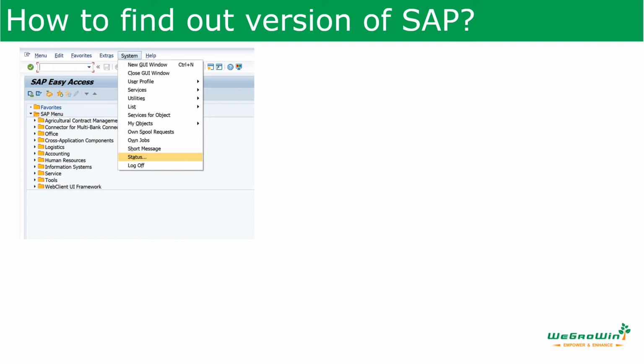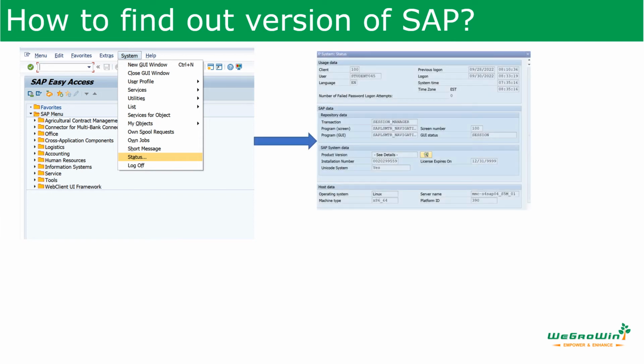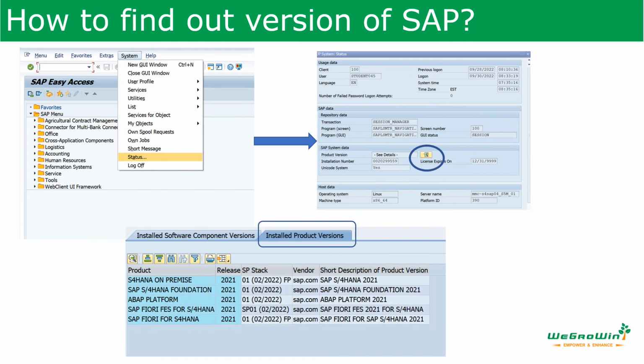Go to the system and then click Status. In the status page, it will open this kind of page. Here, there is a button showing whether the license has expired or not. Above that, there is a lens kind of icon. Click on that. Now select the second bar, which shows installed product versions. Here you can see the version I am working in, which is S4 HANA 2021. This is how you find the version of SAP you are using.